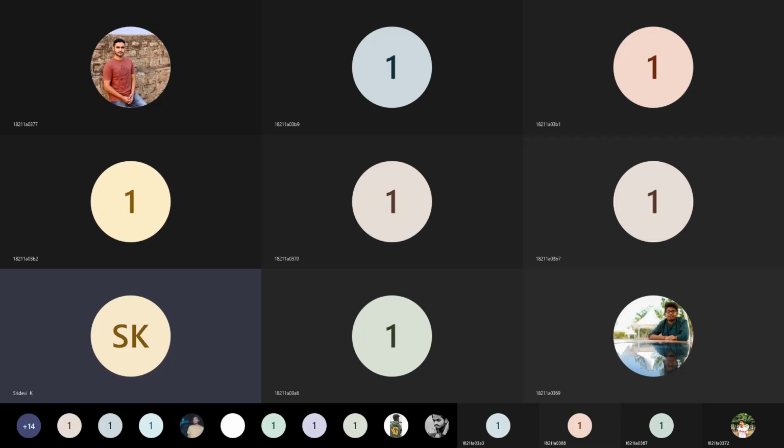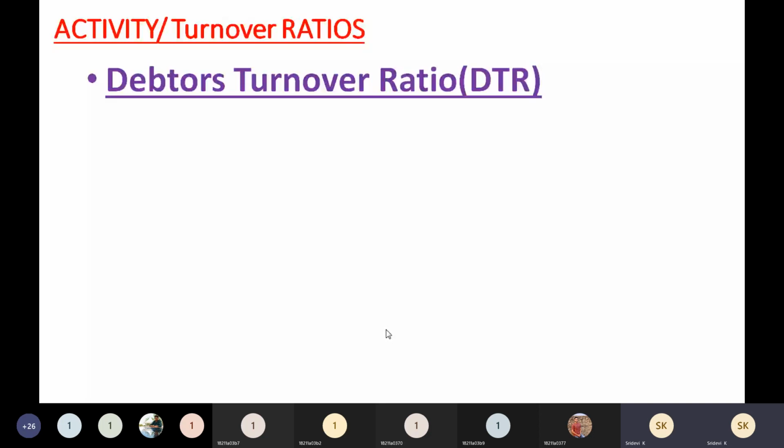Method, that is debtors turnover ratio, under turnover ratios. Okay, debtors turnover ratio. In short, it is called DTR. So DTR is nothing but debtors turnover ratio. So how is this calculated?